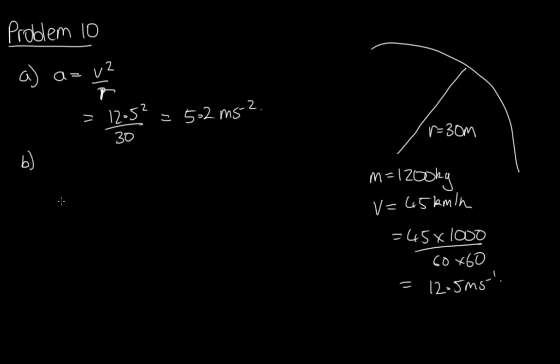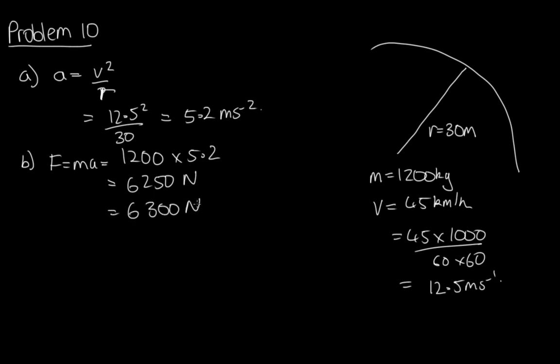Part B says what net force is acting on the car as it follows the curved path. Well, the net force is what is causing this acceleration. So we just have F is equal to ma, so that's 1,200 times the 5.2, and solving that on the calculator, we end up with 6,250 newtons. So we can either round this up or round it down. Let's round it up to 6,300 newtons.